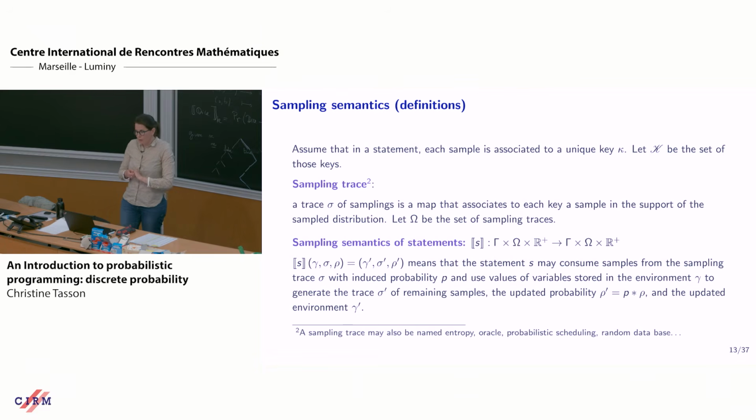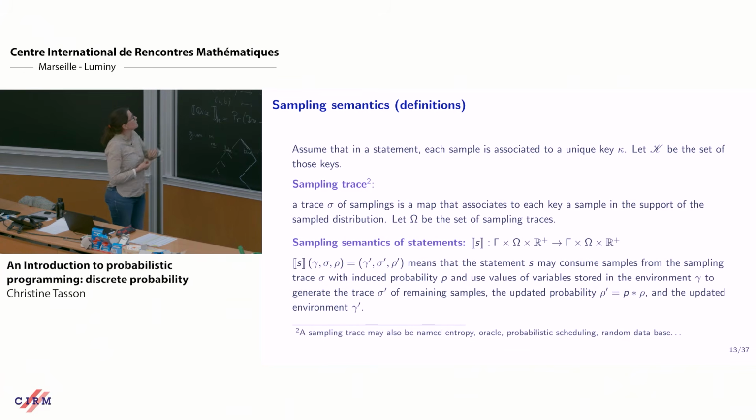So now to each sample I have a key, a uniquely defined key. And I want to define a sampling trace. A sampling trace, or a trace of samplings, is a map that will associate to each key a sample in the support of the sample distribution. And we will call omega, like the universe, the set of sampling traces. Okay? And now I can give the semantics of a statement.